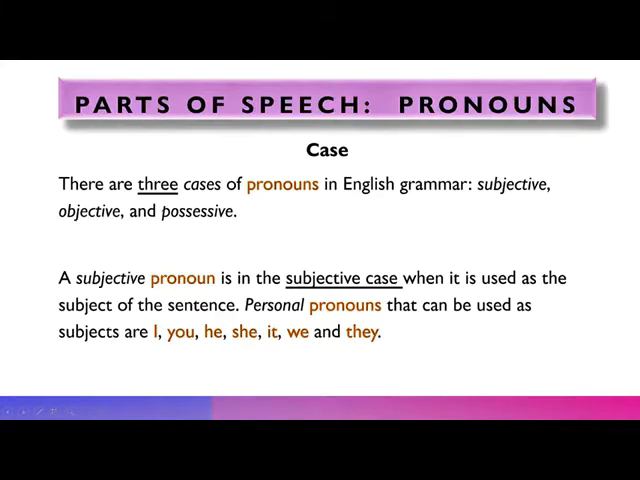Parts of speech, pronouns. Case. There are three cases of pronouns in English grammar: subjective, objective, and possessive. A subjective pronoun is in the subjective case when it is used as the subject of a sentence. Personal pronouns that can be used as a subject are I, you, he, she, it, we, and they.